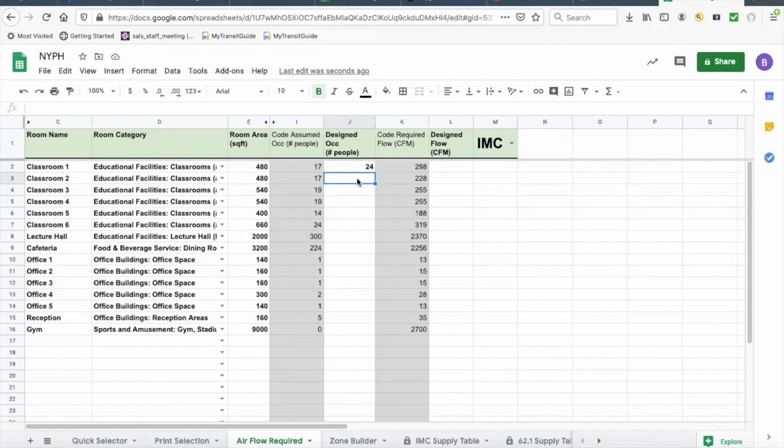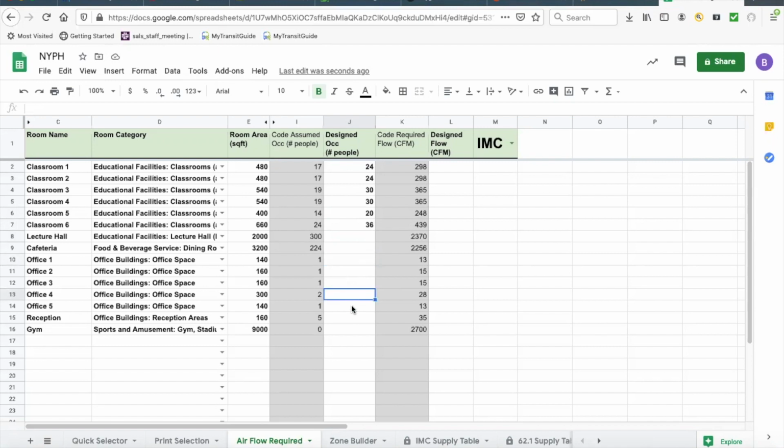And I do the same, and you go down through, and this would be the most you would be planning for. And I'm going to put 30 students into that 540-foot classroom. And so you just go down through and you put these numbers in. And that's pretty good for the lecture hall. 300, that's pretty high. Food and beverage, 224 in the cafeteria.